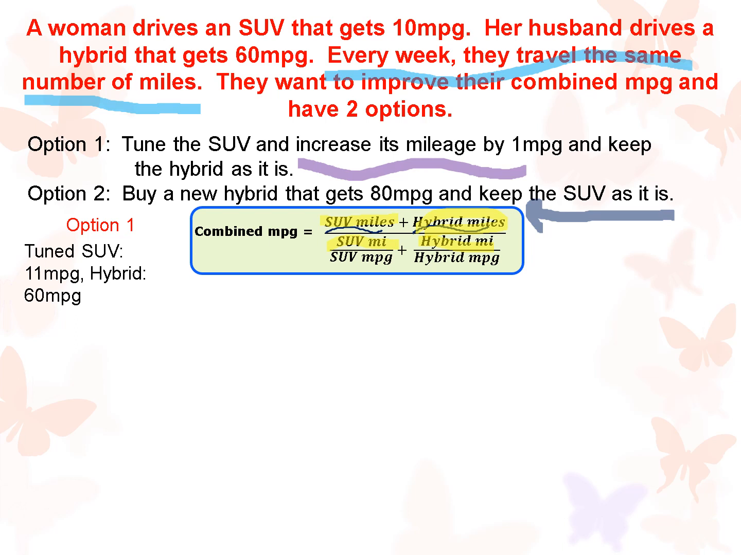The other thing, we've got to talk about MPGs. Well, we do know that. We know that the SUV gets 11 miles per gallon. And we know that the hybrid MPG is 60. And that's where we got that information. So X is for miles, 11 and 60 for MPGs. So that our formula looks like that.